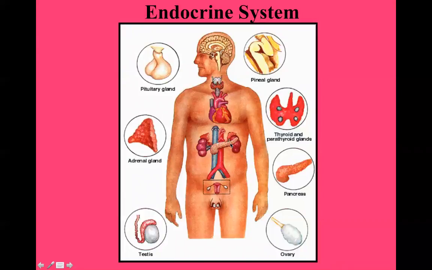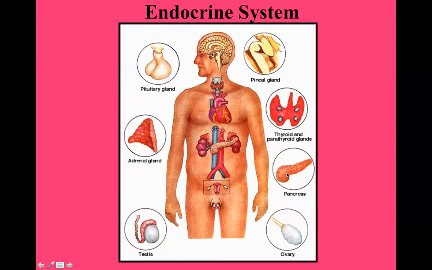The endocrine system are the glands, so for example, there's a pituitary gland in the brain area, and they secrete certain hormones. And there's also the adrenal gland, which is going to be situated on top of the kidneys. The testes are part of the endocrine system because they make testosterone, or the ovaries, which make estrogen and progesterone.